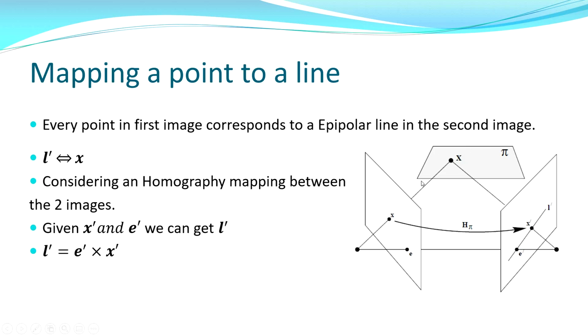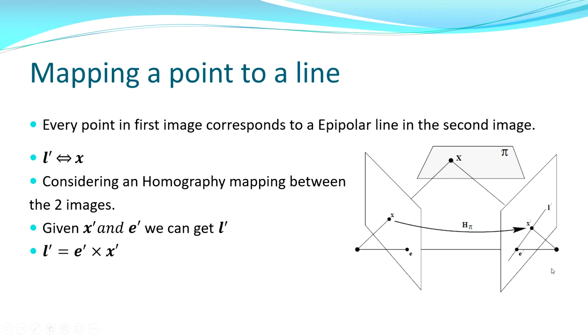So consider that I have a plane over here. This plane is not very important, but this is just for an explanation. Consider a point on this plane pi. There is this capital X, the 3D world point, on this plane pi. Now if I take its image in this, it will be small x, and its image on this is x dash.